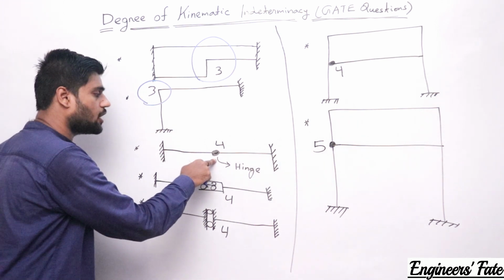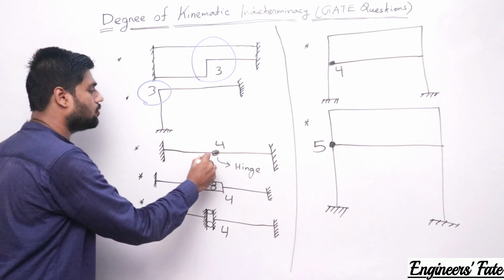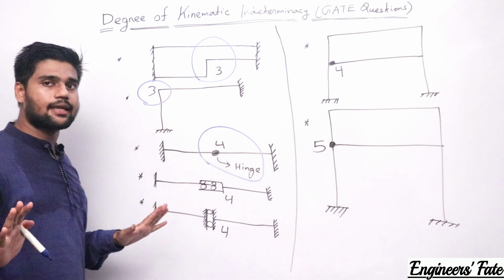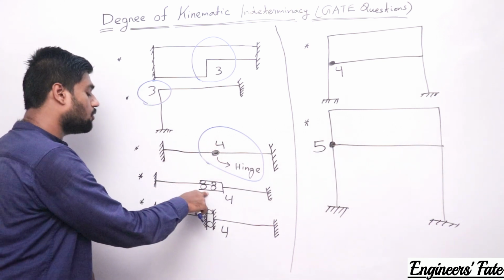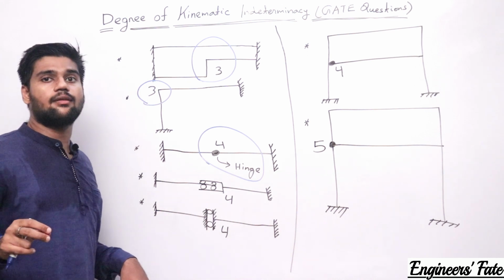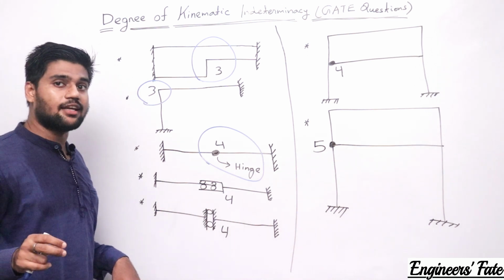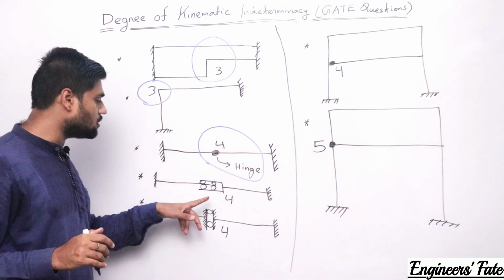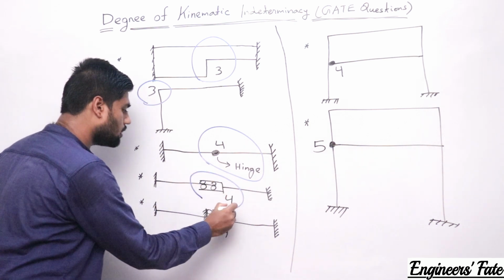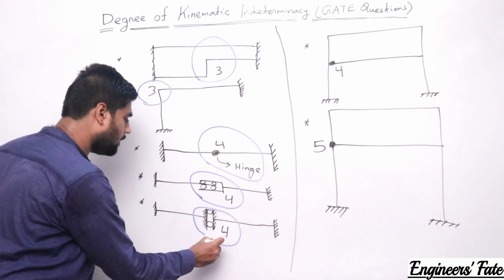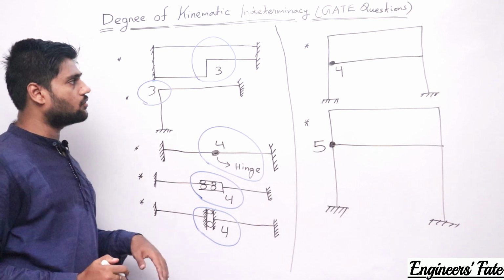So here comes a hinge. For hinge DKR will be 4. For hinge only, DKR will be 4. This thing I have discussed briefly in my first degree of static indeterminacy video, so you can note that and you can watch that. For this DKR will be 4. For this DKR will be 4. You have to note down this thing.